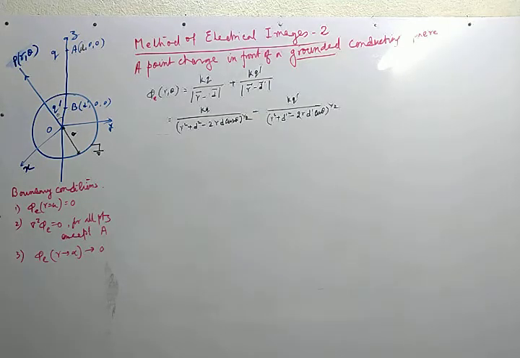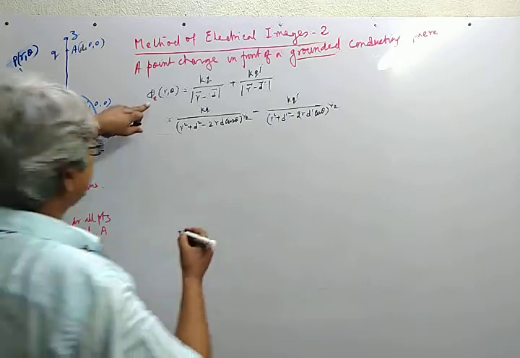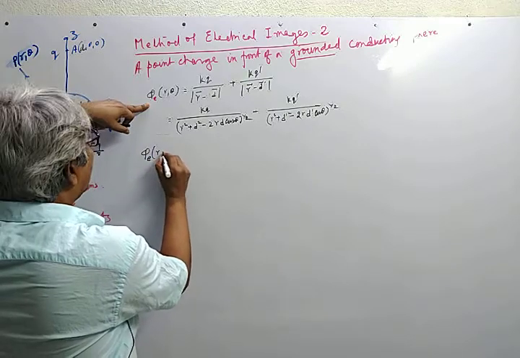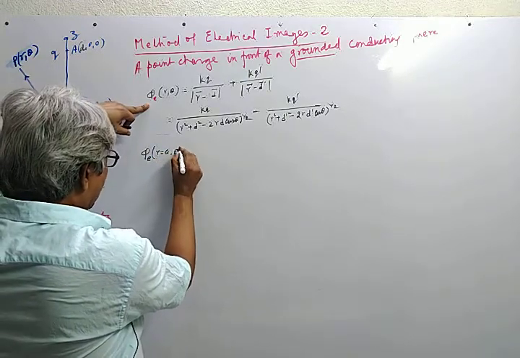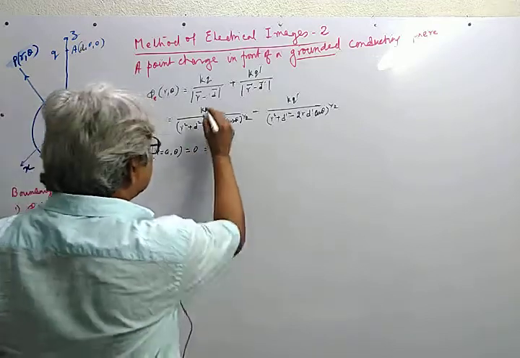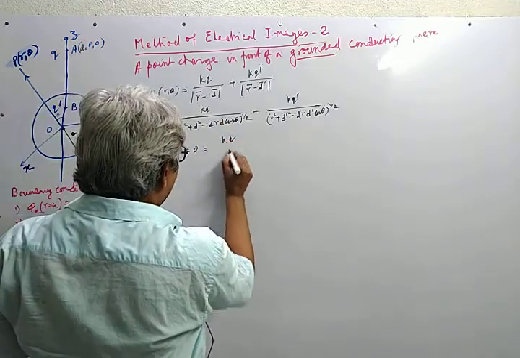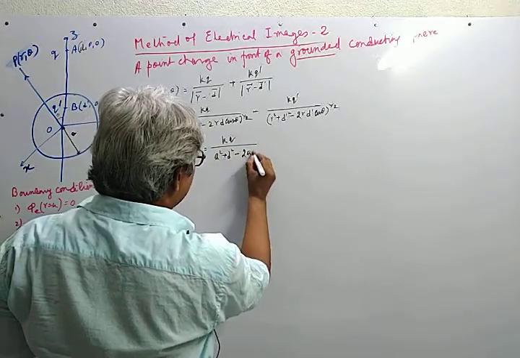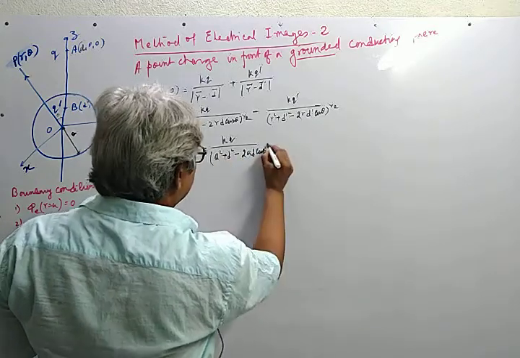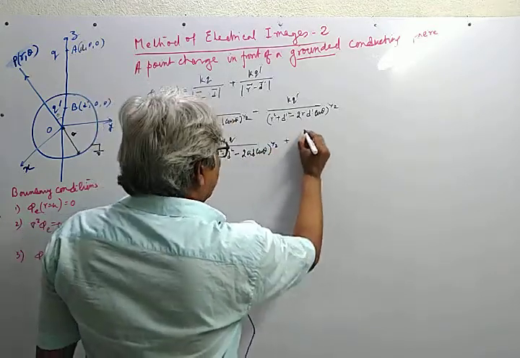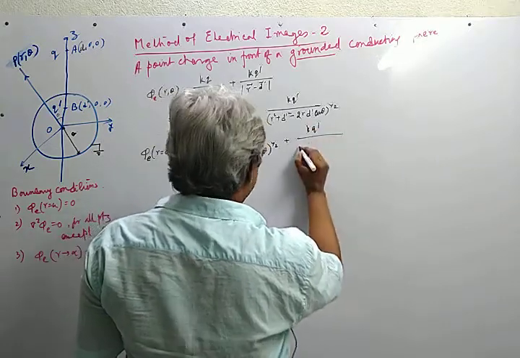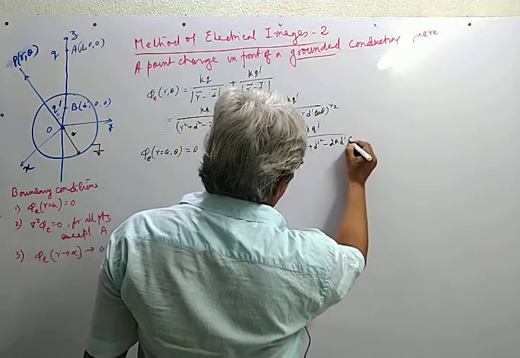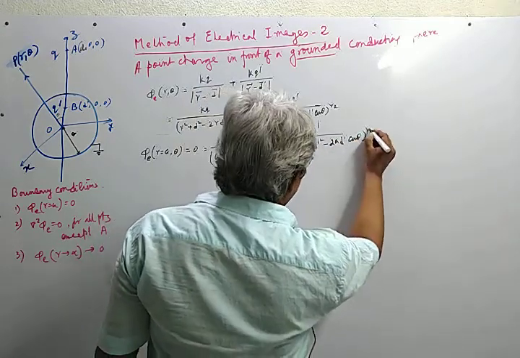Now what is the potential at r equal to a? Phi e at r equal to a, theta, is kq over a squared plus d squared minus twice a d cos theta, to the power half, plus kq prime over a squared plus d prime squared minus twice a d prime cos theta, to the power half.